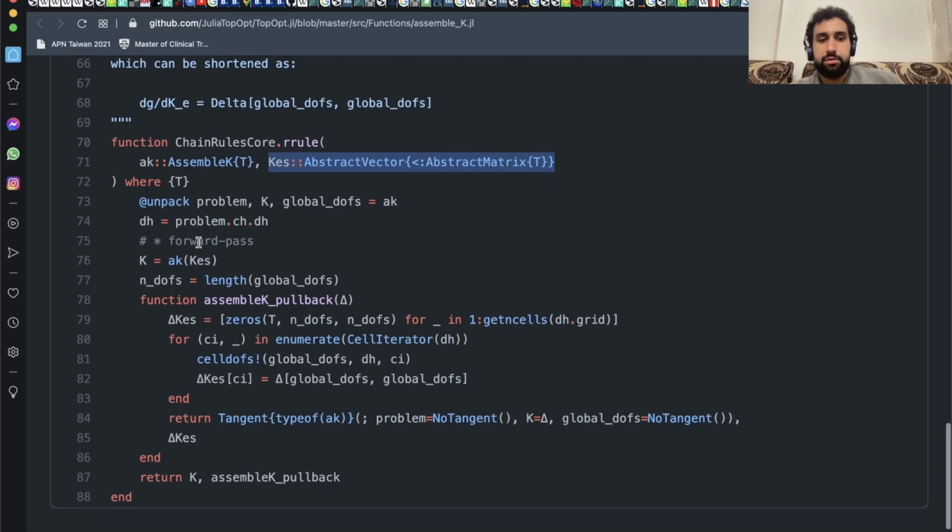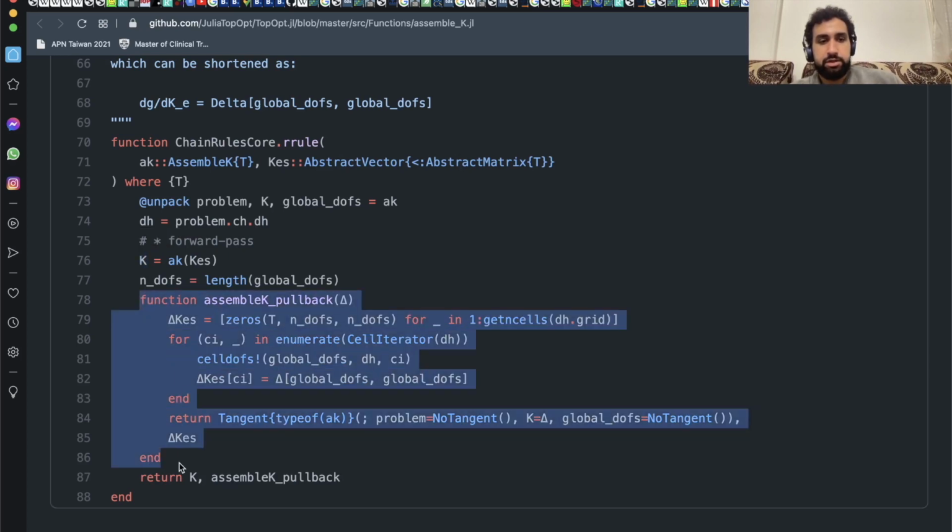And the way we do this is I just call again, extract some information out, call the assembler to get the forward pass, or to get the value of k, the assembled k, and then I define this inner function. So that's just an inner function, or typically known as a closure function, or a closure. And I define this function here, and what it does is it takes the cotangents.